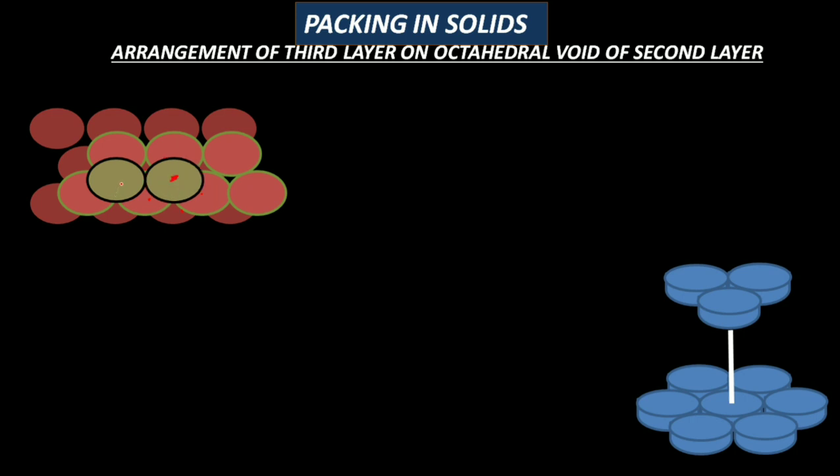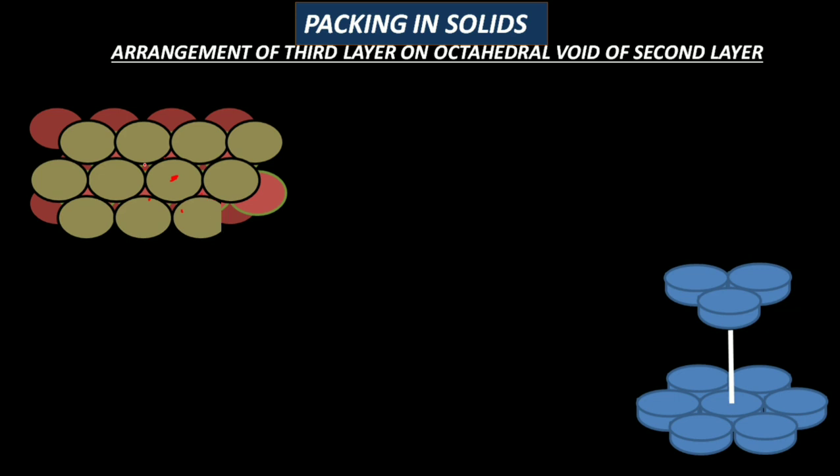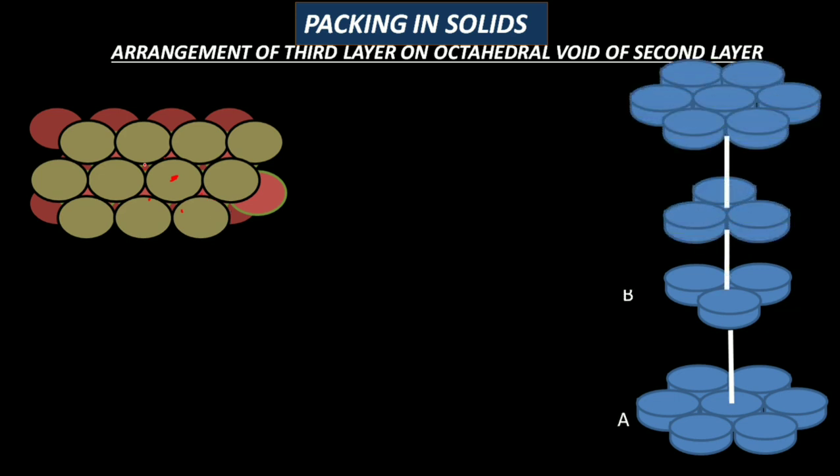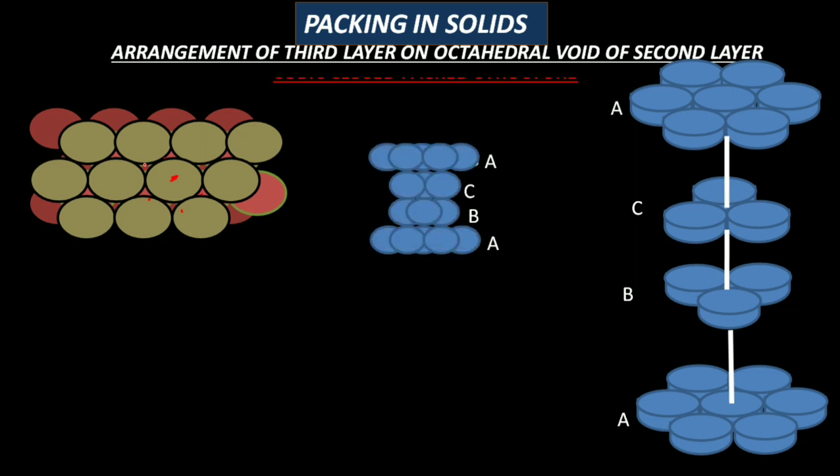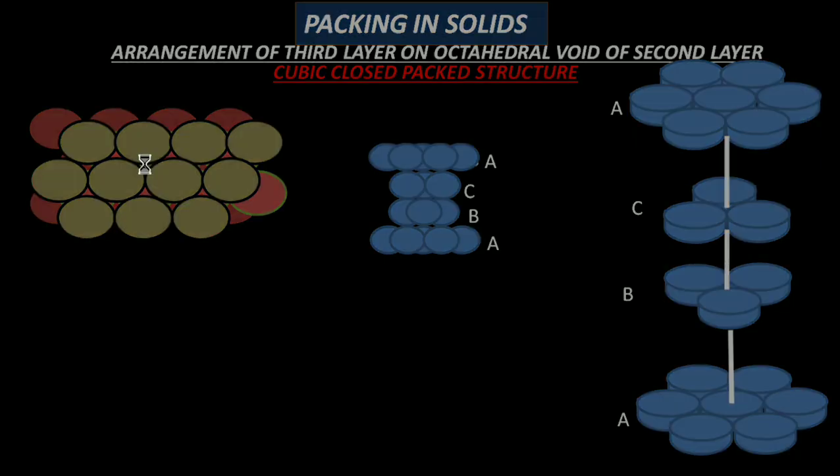So now you can see the third layer like this, like this, like this. It is arranged. When octahedral voids are covered, remember, in this particular case, this will give you ABC type of arrangement. ABC type of arrangement. So this will give you the FCC or CCP structure, close packed structure like this.